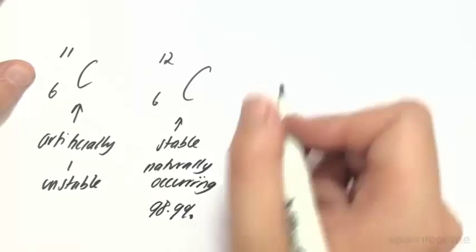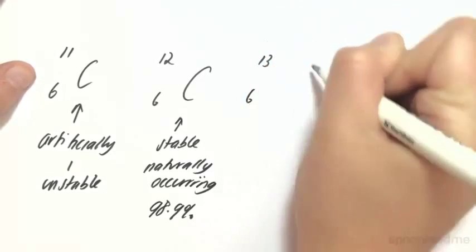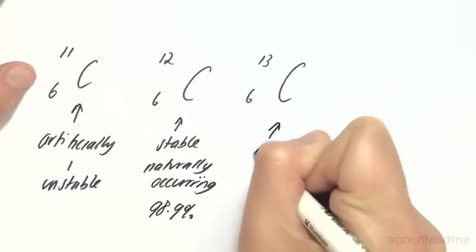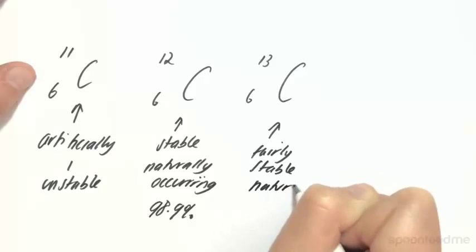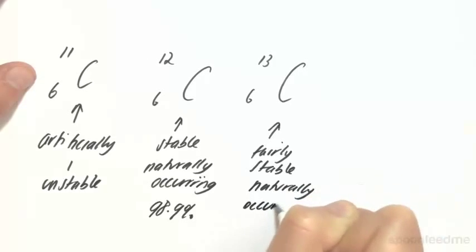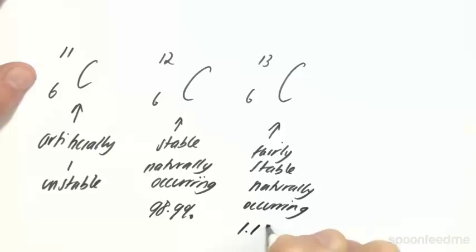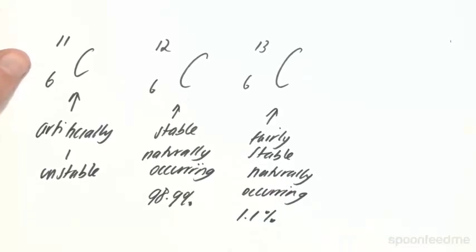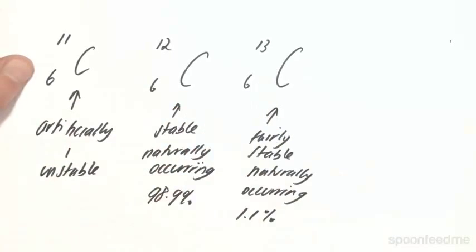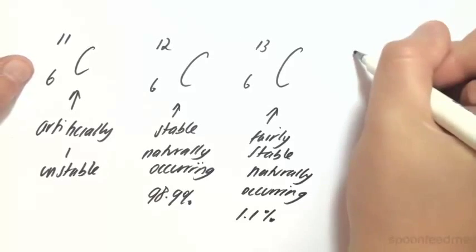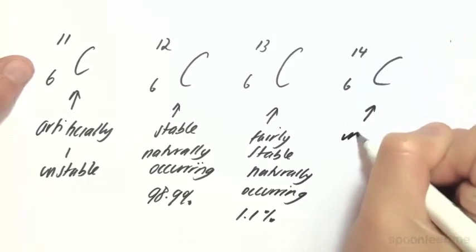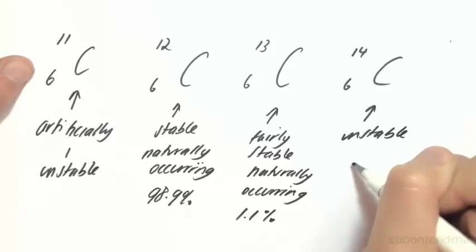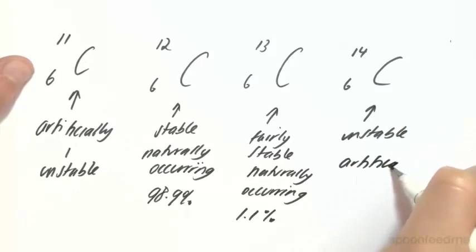The third type of carbon isotope we're going to look at is carbon-13. This is fairly stable, and it is found naturally occurring. It actually makes up 1.1% of naturally occurring carbon. So as we can see, carbon-12 and carbon-13 make up all of naturally occurring carbon. The last type of isotope we're going to look at is carbon-14. This is also very unstable, as is carbon-11, and so is only found artificially produced.